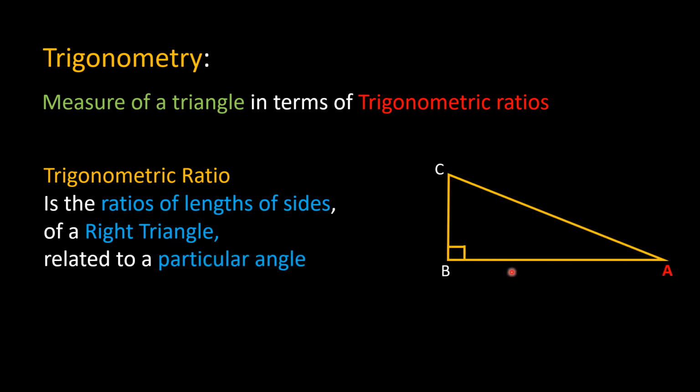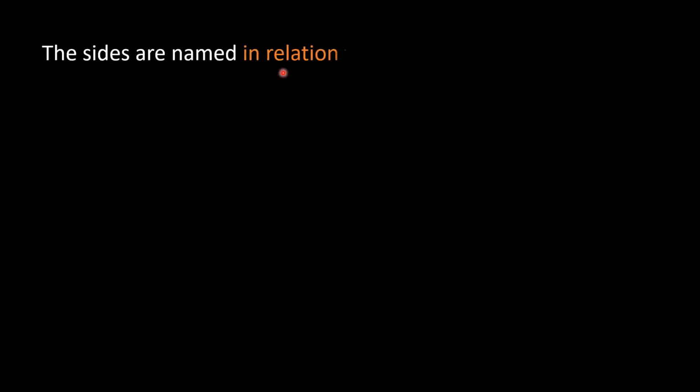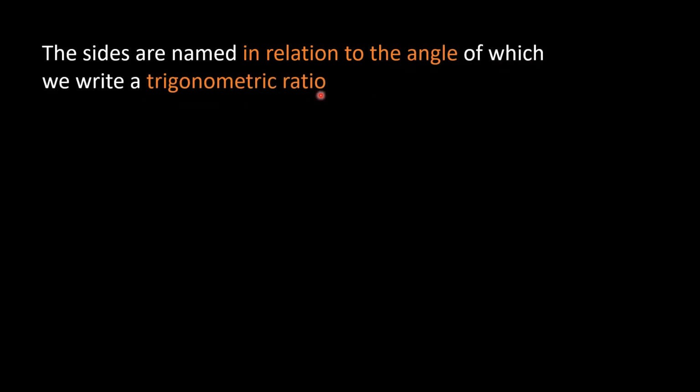In right triangle ABC, AB and BC are the right angle making sides, whereas the side opposite to this right angle is hypotenuse AC. We can have trigonometric ratio of angle A, of angle B, or of angle C in terms of the ratios of lengths of side AB, side BC, and side AC. The sides are named in relation to the angle of which we write a trigonometric ratio.